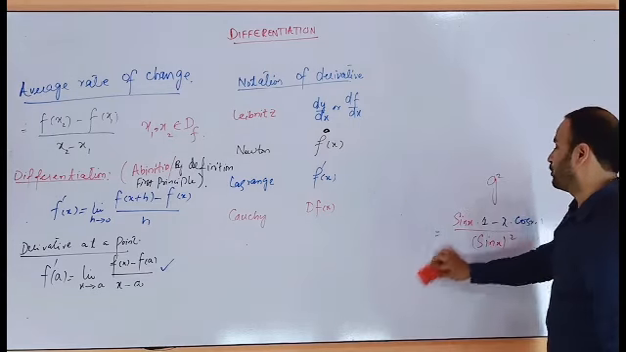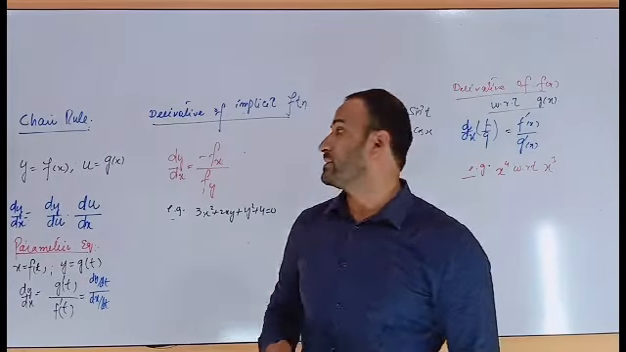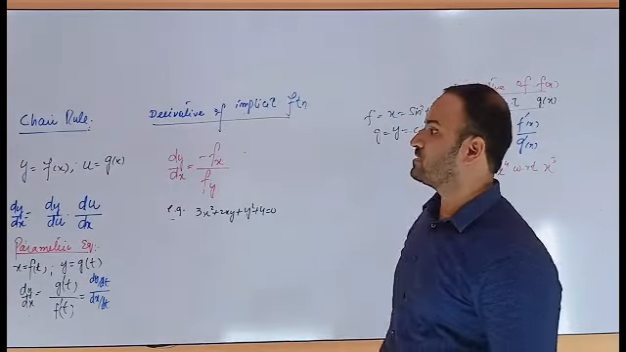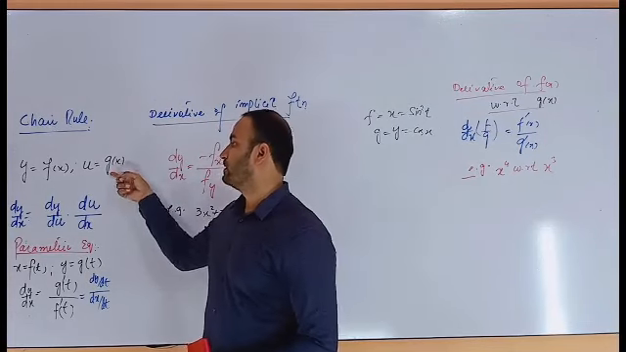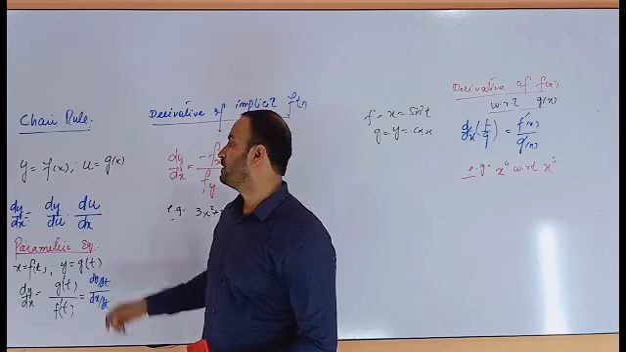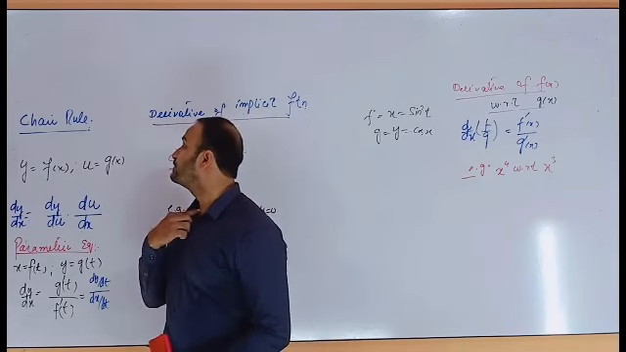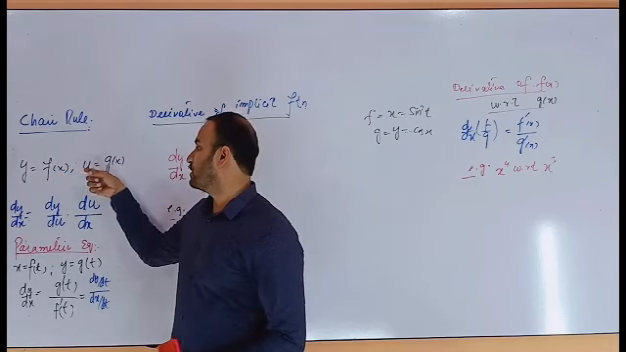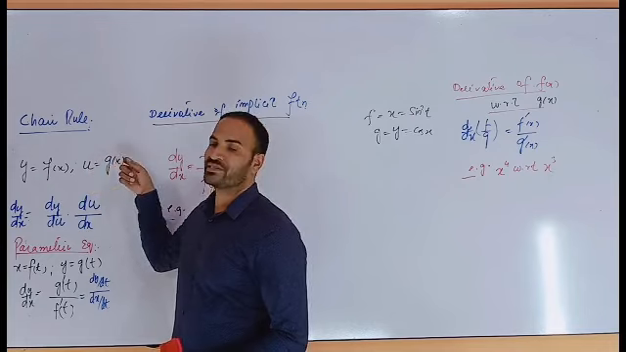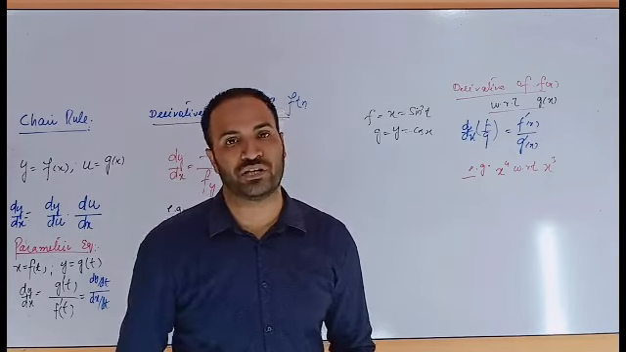Next, I'm going to discuss the next topic, the chain rule. What is the chain rule? If you have two functions y = f of x, u = g of x, and you want to find out the derivative dy over dx, then the derivative of f should exist with respect to u, and the derivative of u should exist with respect to x, meaning y and u both should be differentiable.